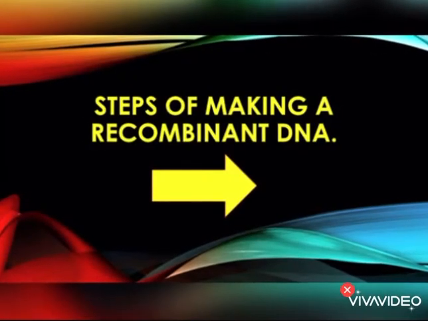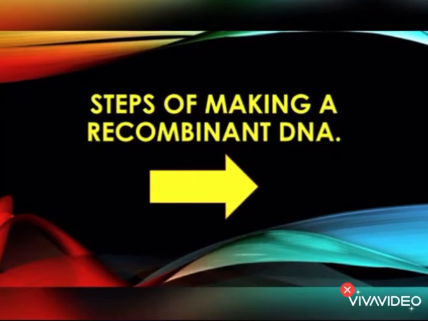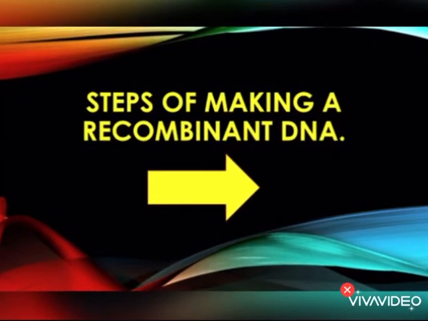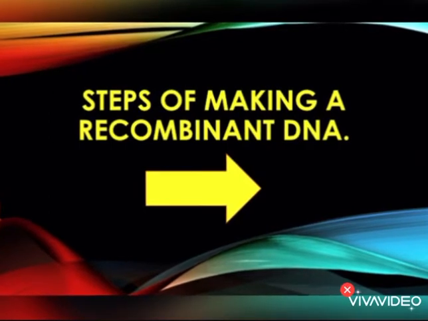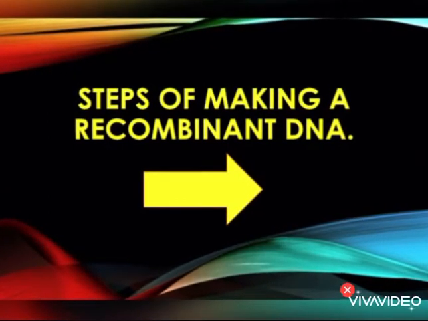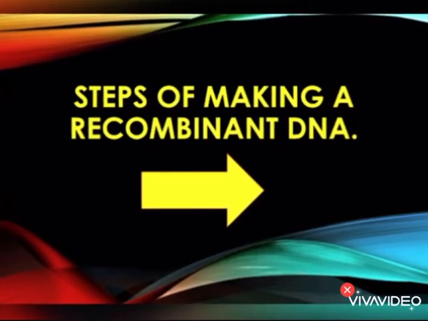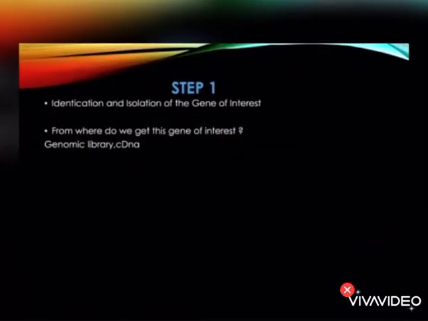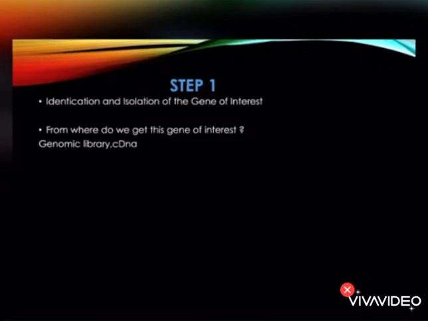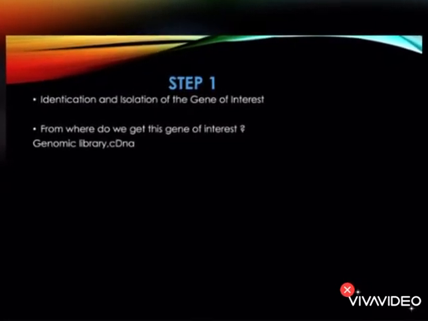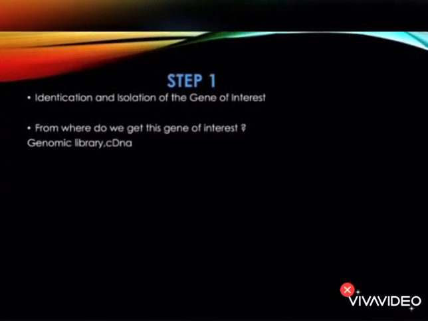Now we're going to be discussing the steps of making recombinant DNA. What are the steps that make the recombinant DNA? There are 5 steps. The first one is identification and isolation of the gene of interest. First of all, from where do we get the gene of interest? We get it from the genomic library, which is cDNA.